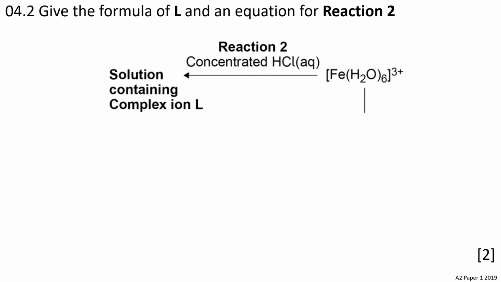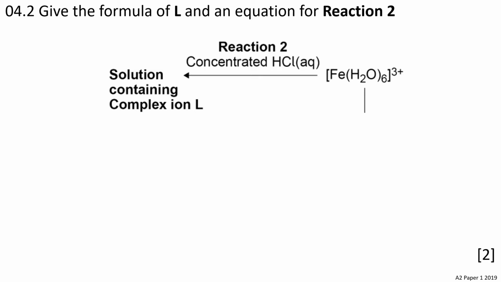Okay, so now we turn our attention to reaction 2. We are adding concentrated HCl, and we've got a solution containing complex iron L. Chloride ions can also act as ligands. So complex iron L is going to be a complex of Fe3+, but containing the Cl- ligand.